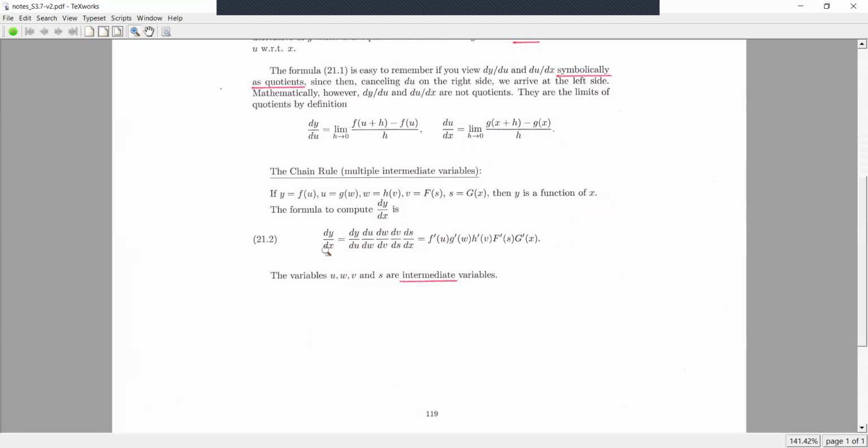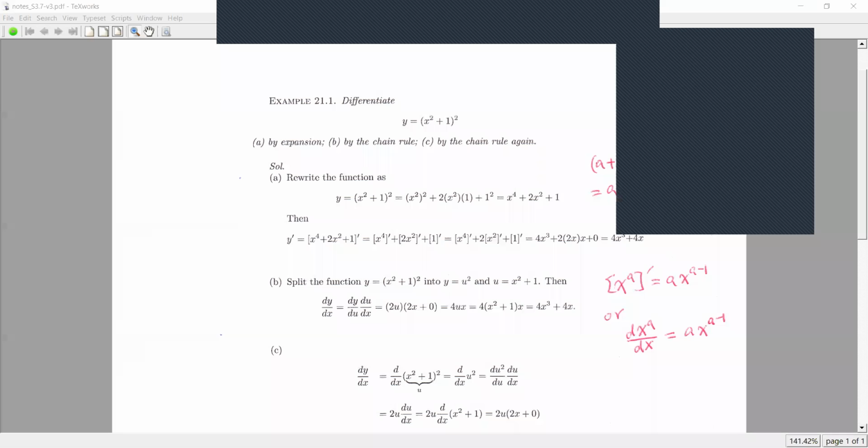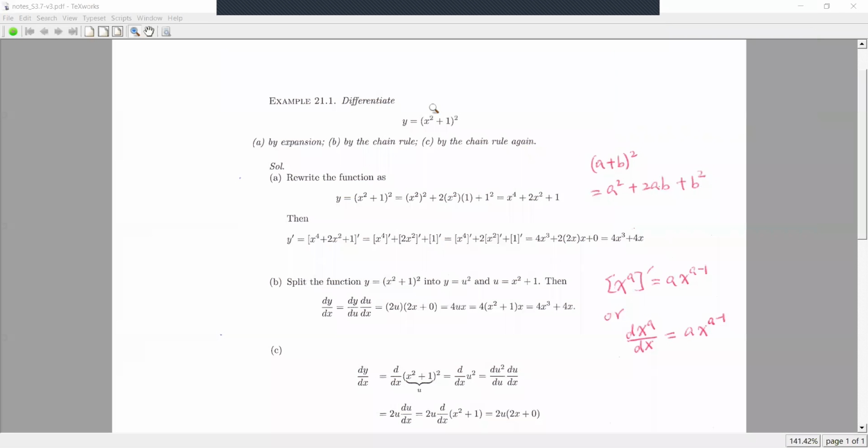Essentially, this chain rule says that the derivative of this composite function is the product of the derivatives of all these functions. Take a look at some examples about how to use the chain rule to solve problems.